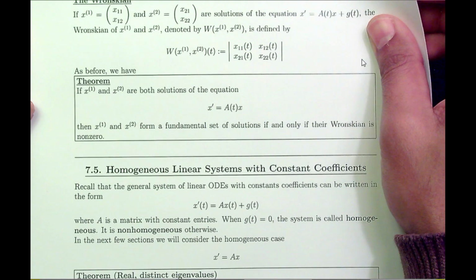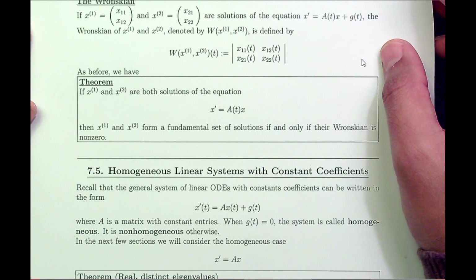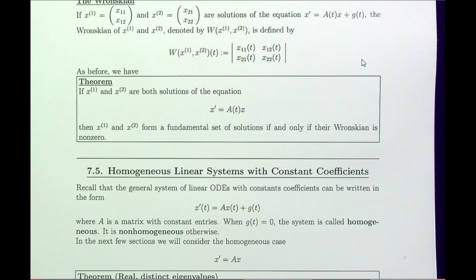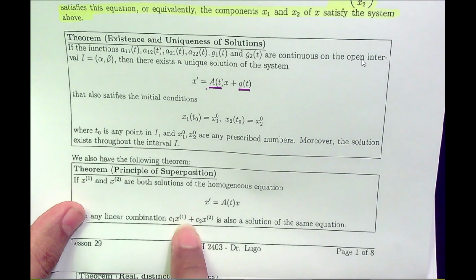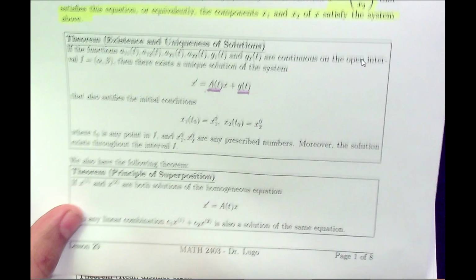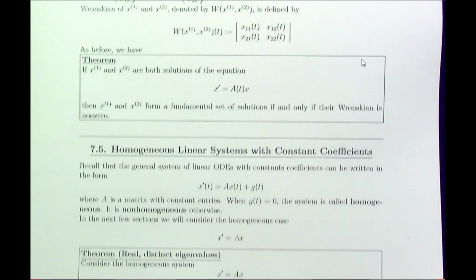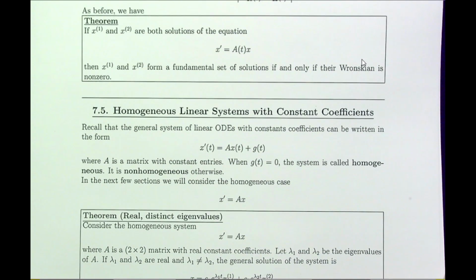And as before, very parallel to the theory of single equations, if you have two solutions and the Wronskian is non-zero, then these form a fundamental set of solutions, meaning the general solution is going to be C1 x1 plus C2 x2. That would be the general solution. So this is all like before. And that's it. That's a summary of section 7.4.